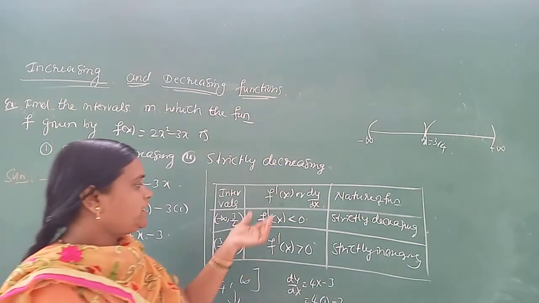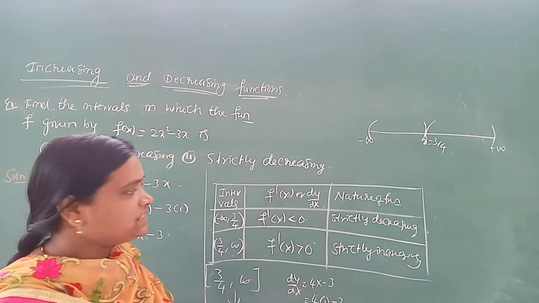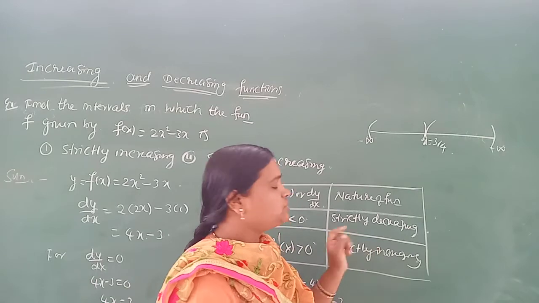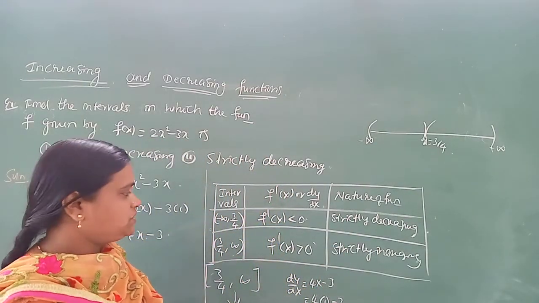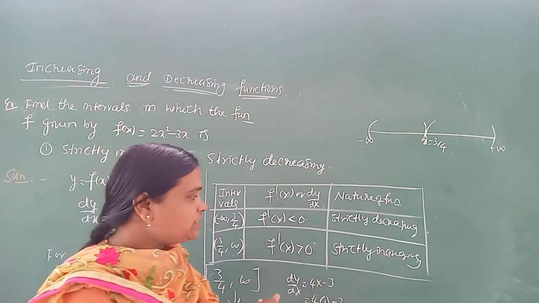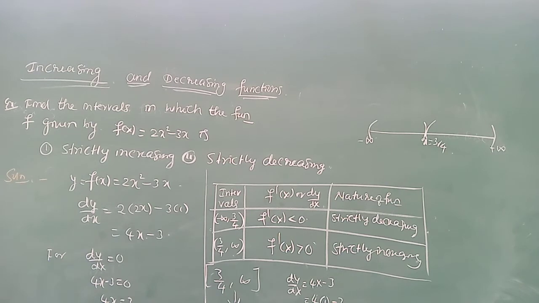Then verify for f dash of x. If you substitute an in-between point, you will get less than 0. Less than 0 means naturally the nature of function is strictly decreasing. For 3 by 4 to infinity, f dash of x is more than 0. More than 0 means strictly increasing. Okay, in this way we can do the example.